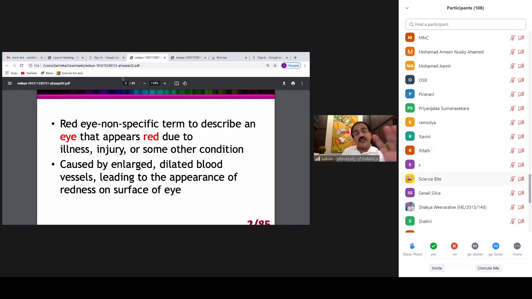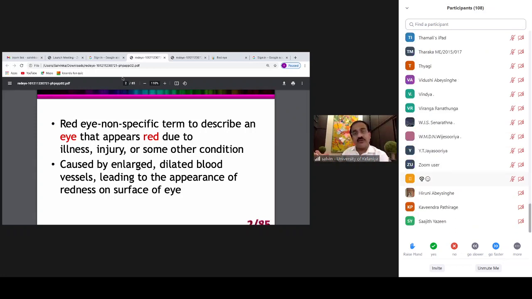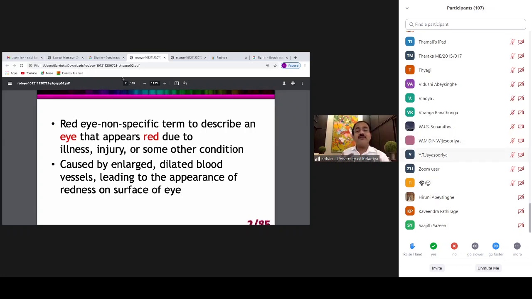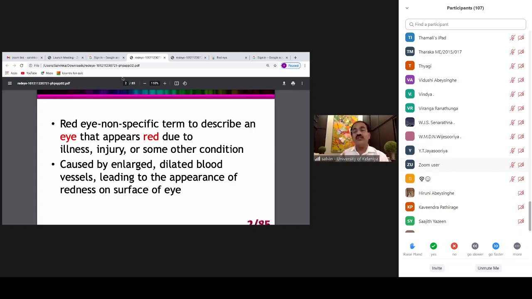The red eye is just like the brain responds to any injury, swelling. The eye also, the response is most of the time redness. How does the redness appear?